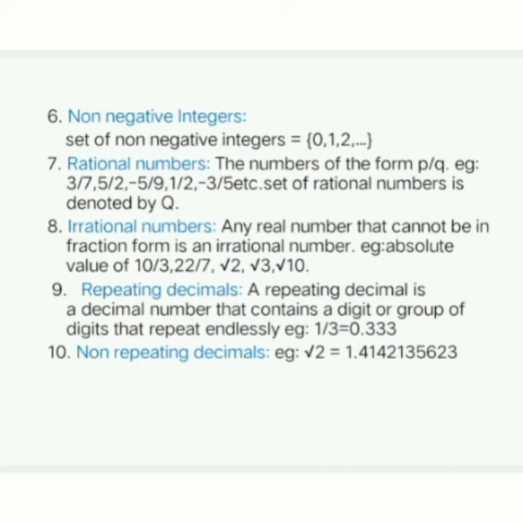A non-repeating decimal is one that neither terminates nor repeats. For example, root 2 equals 1.41213563, so it is non-repeating.